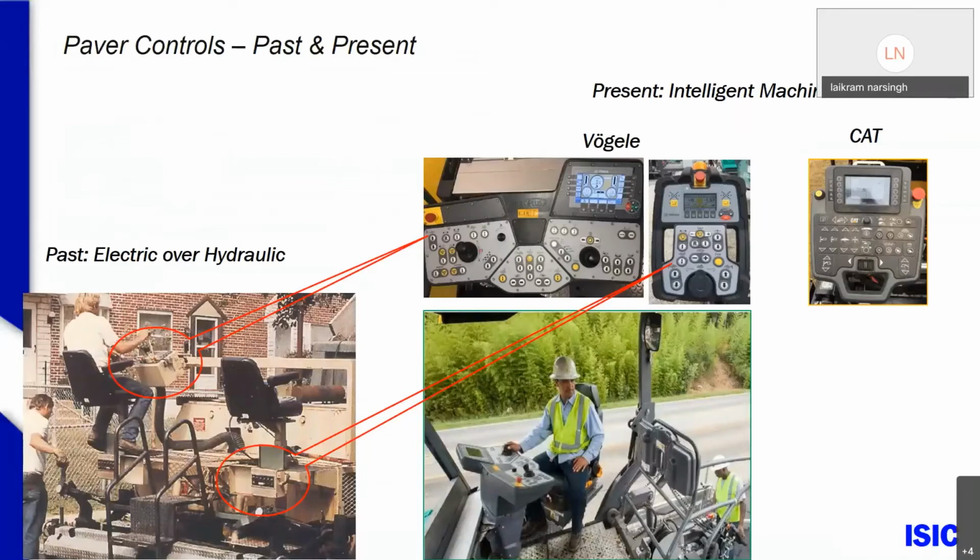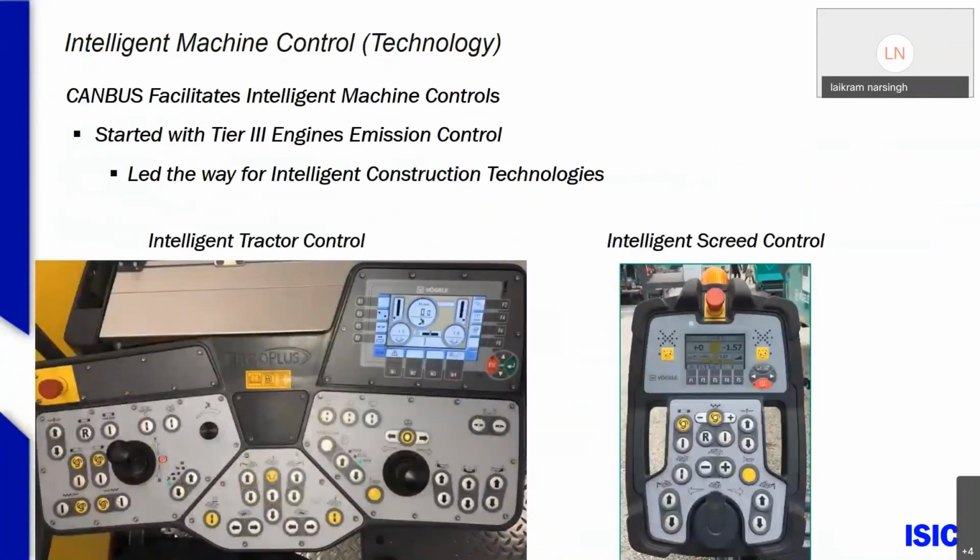Today, you can see what we refer to as intelligent machine controls. Intelligent machine controls, of course, were facilitated by the Canvas system. That technology started with the introduction of the Tier 3 engine emission control. So we needed some sort of a computer on board to manage the engine. Now that we have that, what else can we use it for to enhance the paving process? That's what really led the way for intelligent construction technology. On the left, you see the smart or intelligent tractor control. On the right, you see intelligent screed control.